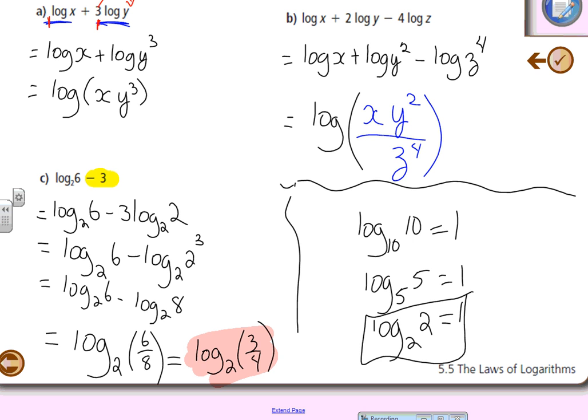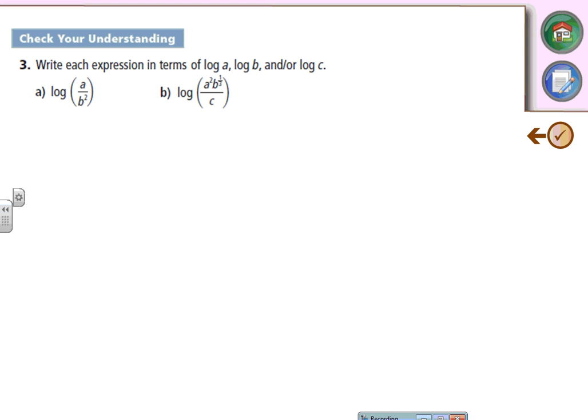You can check that on your calculator. Put in the original, put in your answer, make sure that you get the same for both. So now let's use it. Let's go the other direction.